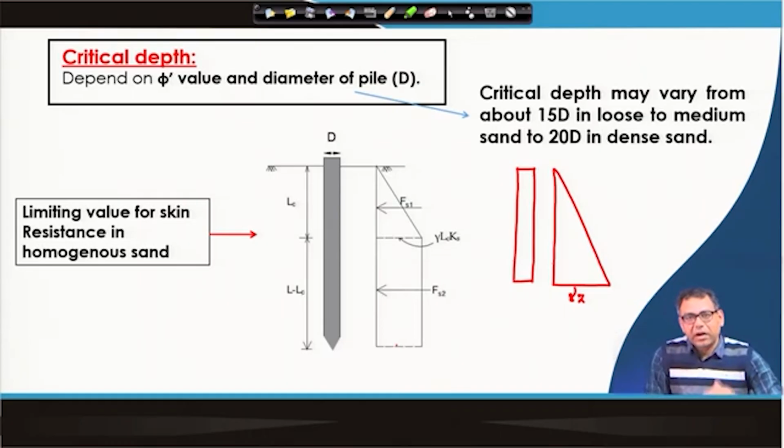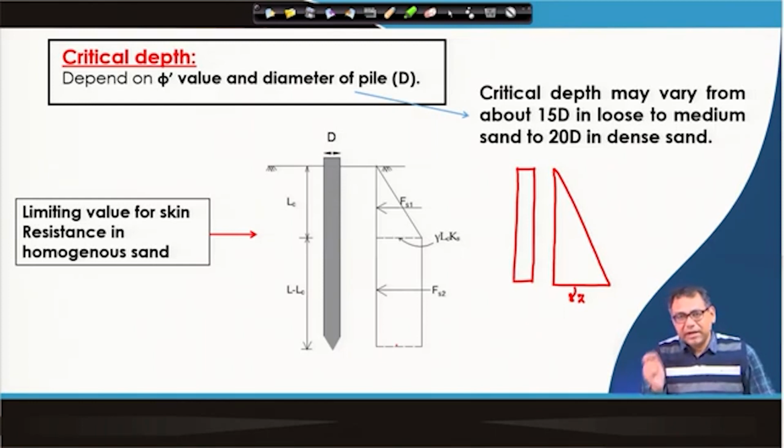Now, that means here we are providing some limiting value even in case of friction resistance calculation, because I have discussed some limiting value for tip resistance calculation for both the methods. Similarly, here also we can provide some limiting value for friction resistance calculation. Now, this critical depth is obviously a function of the soil condition, whether it is a dense soil or loose soil.